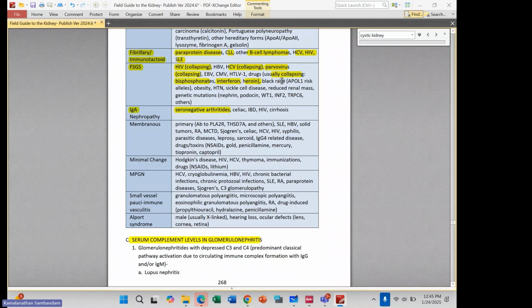Certainly, you must know by now that our U.S. population of Black race has a high prevalence of these risk alleles for progressive CKD, the so-called APOL1 risk allele. You need two of them to confer an increased risk of kidney disease. This confers an increased risk of hypertensive nephropathy, FSGS, and collapsing FSGS, okay?